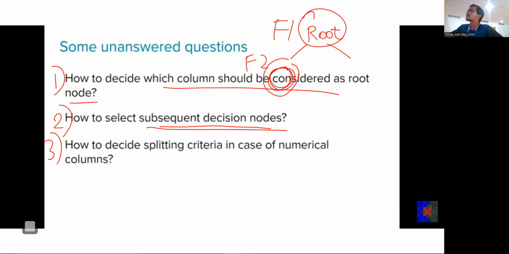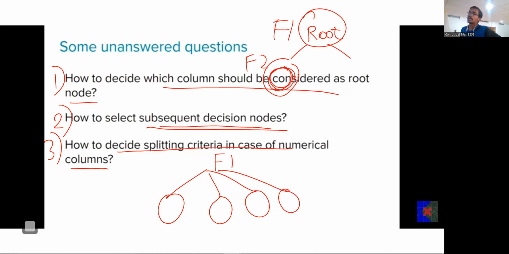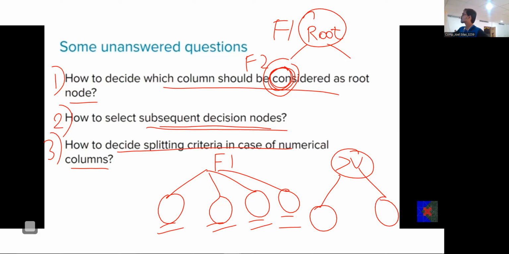And then lastly, how to decide the splitting criteria in case of numerical columns. We know that if we take a particular numerical feature, it has so many values. In order to restrict the use of so many decision nodes, what we did is we selected one particular feature value and we selected the condition that greater than that value will go left side, suppose, and less than that value will go on the right side, suppose. But then how to select this particular value based on which we are developing two sides of the tree? So that is another question that needs to be answered.